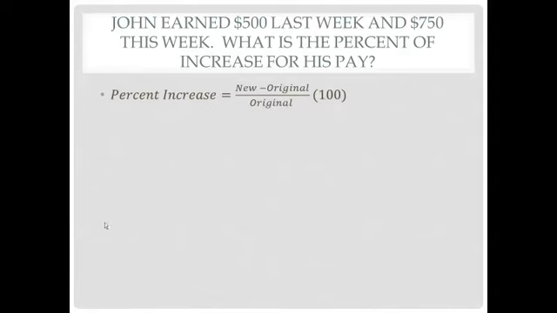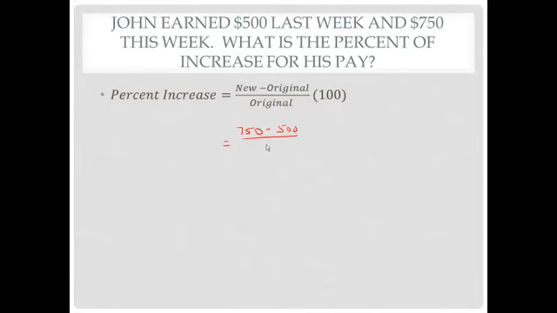Let's take a look at this last problem here. It says John earned $500 last week and $750 this week. What is the percent of increase for his pay? Now this is the same equation that we use for profit percent. It has some different words in there, but it's the same equation. So we're going to get the difference of the pay, and it's always the big number minus the small number, over the original number.